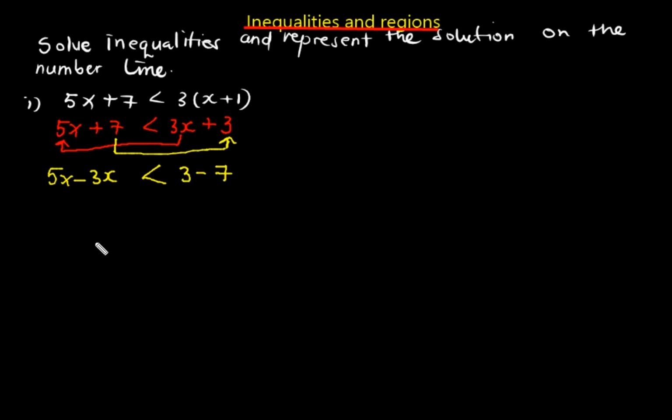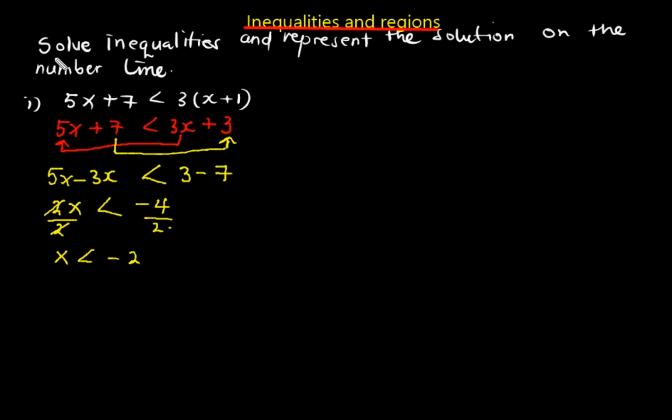I'm having a question. 5x minus 3x, what do we get? That is 2x, and everything is less than, what is 3 minus 7? That is a negative 4. We are going to divide both sides by 2, and we shall have x is less than negative 2.